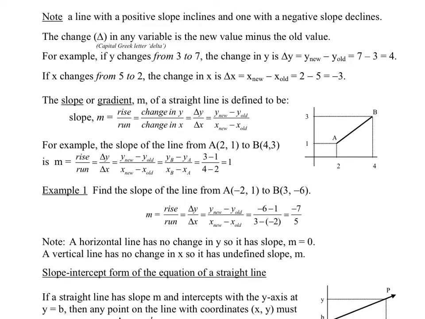If you have a horizontal line, it isn't going up at all. The y is staying the same, so the slope of a horizontal line is m equals 0. M is the usual letter that we use for slope.